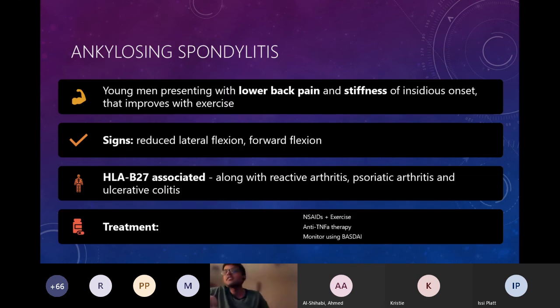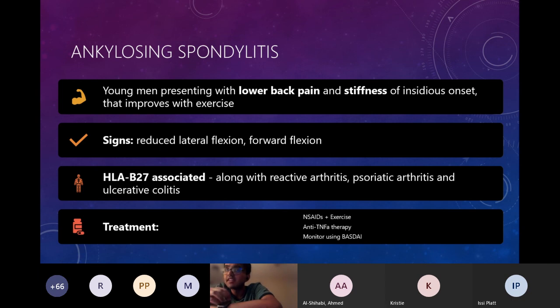Ankylosing spondylitis. So classically, young men with lower back pain and stiffness, insidious onset. When you do your back exam, which is another thing that can come up in your exams, you'll notice reduced lateral flexion and forward flexion. What special test can you use to test for ankylosing spondylitis? Schober's test. In an OSCE, it takes a lot of time to do the modified Schober's test with your 2 fingers. And it's associated with all of these other conditions.